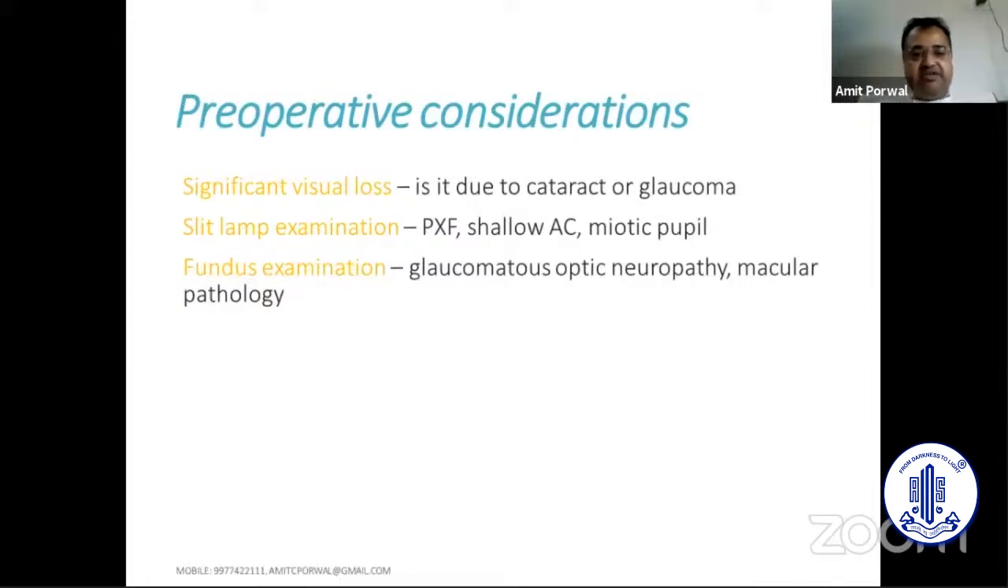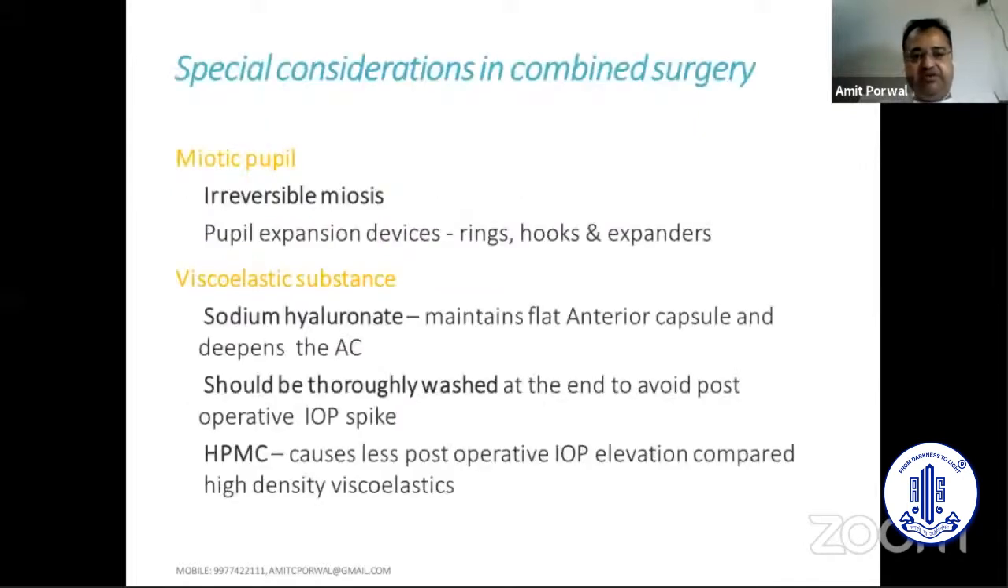On slit lamp examination, we have to look for pseudoexfoliation. If the anterior chamber is shallow, we have to be prepared accordingly, and look for the miotic pupil, because most of the patients who are on pilocarpine therapy will have a small rigid pupil, and we have to be prepared to handle this situation. Fundus examination is done to understand the amount of glaucomatous optic neuropathy, and also if there is any other macular or retinal pathology associated with it.